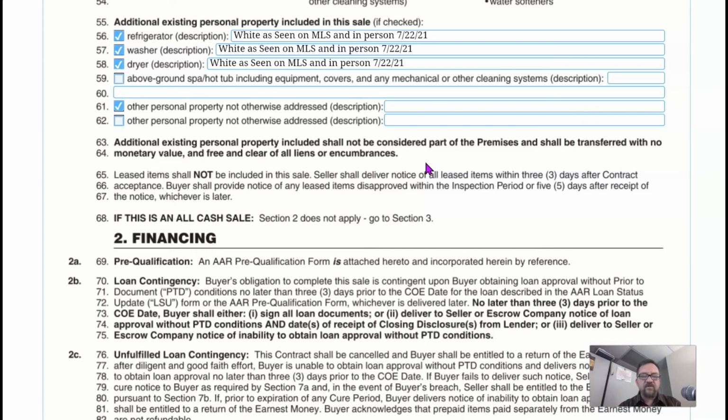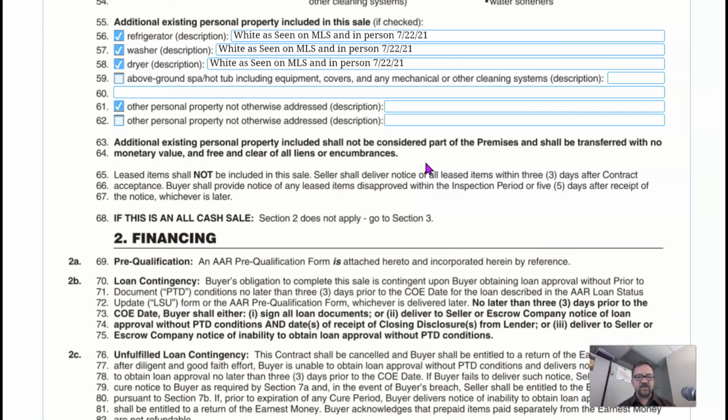And then if there are leased items like solar panels, water softeners, anything like that, the next lines, 65 through 67, are telling the seller, you're going to deliver a notice to the buyer within 3 days after contract acceptance of items that are leased, if you have anything leased on there. And then the buyer has 5 days at that time to disapprove of something. Right? Disapprove is a big fancy word to say, okay, we don't like that. We don't want the house now. So that covers all of section 1.